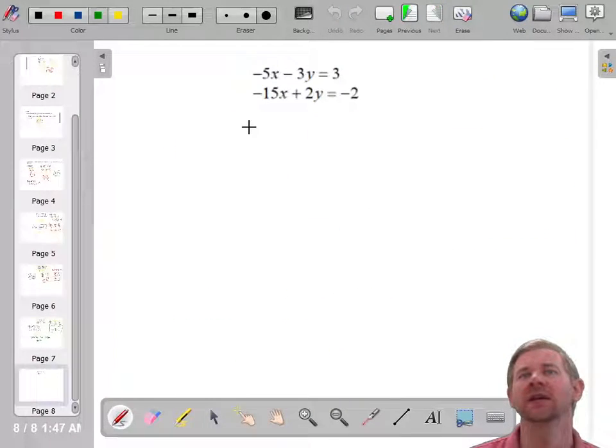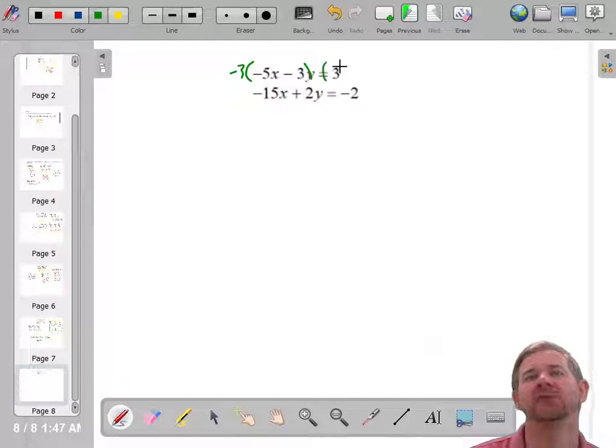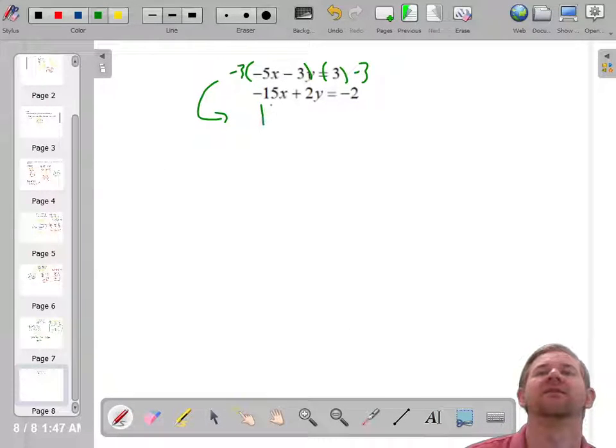All right, last one. Let's see what happens here. 5 goes into 15 3 times. I want this to be a positive 15 though, so I'm going to multiply by negative 3. And if you multiply one term by negative 3, you have to multiply all of them. So I'll distribute. Negative 3 times negative 5 is positive 15. Negative 3 times negative 3 is positive 9y. And negative 3 times 3 is negative 9.